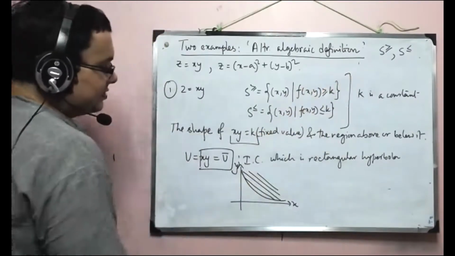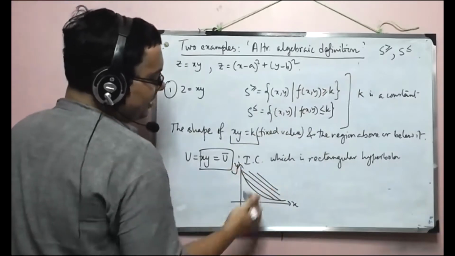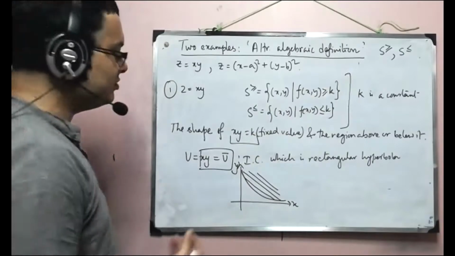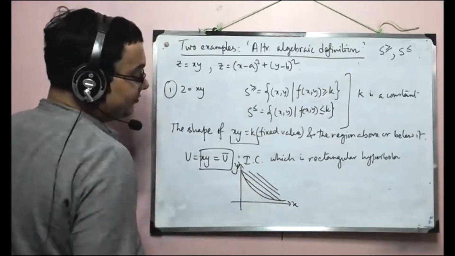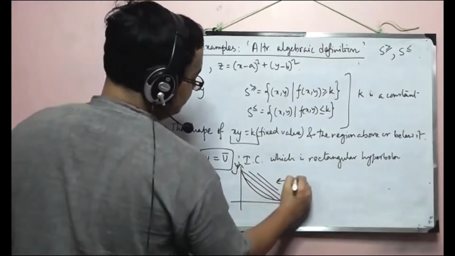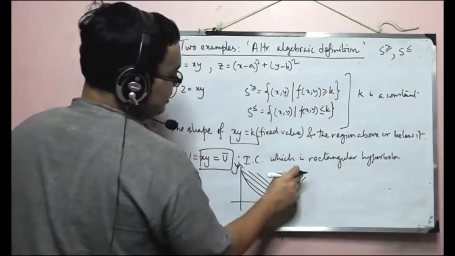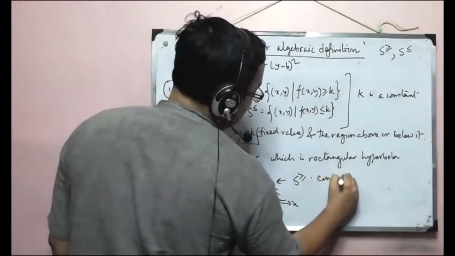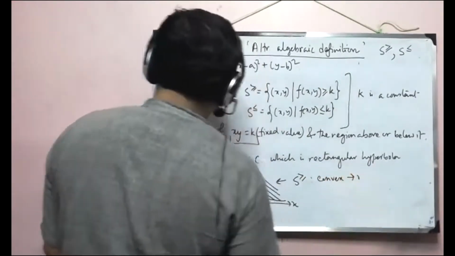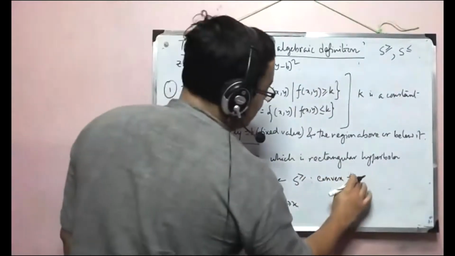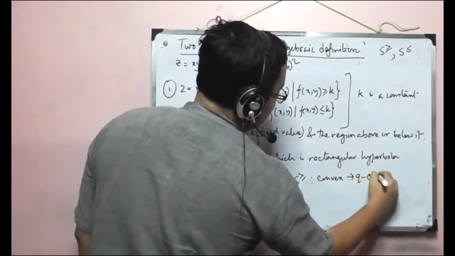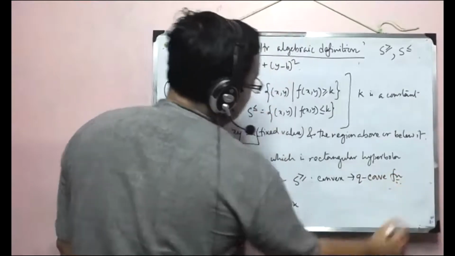Anyway, this is a rectangular hyperbola, and we know that the upper contour set is convex. So this is our S upper, and it is convex, and that just gave us a quasi-concave function.